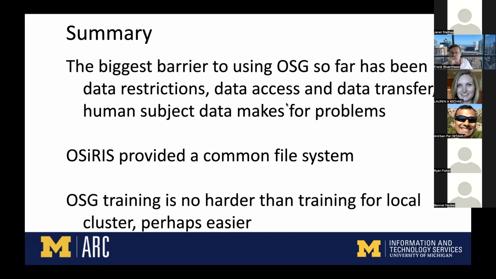So far, as you may be able to gather here, the biggest barrier to our using Open Science Grid so far has been data restrictions and the data access policies and data transfer. And as a summary, I would simply say that anybody who's looking at human subject data, you want to make sure that you're aware of any restrictions that may be placed on you administratively by your institution. We were very fortunate that OSIRIS provided a common file system that did not require a VPN client or any special certificates or anything like that.